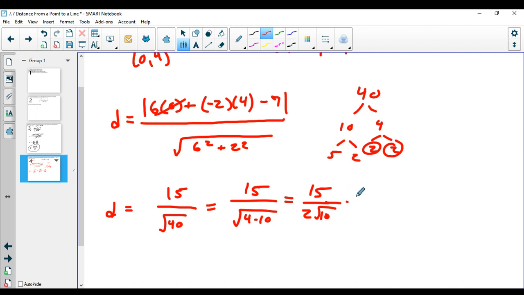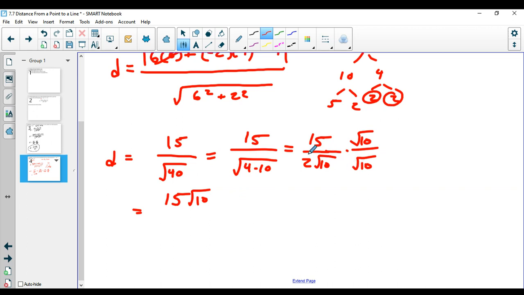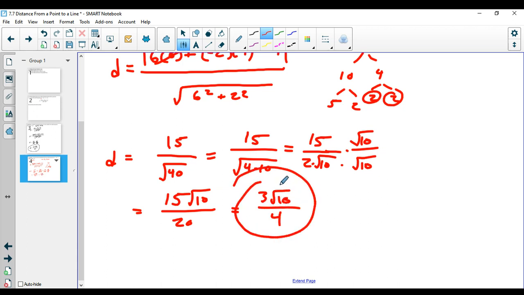And then again, we're not cavemen, so we rationalize. We'll be left with 15 square root of 10 all over 2 times the square root of 10 times the square root of 10. Square root of 10 times square root of 10 is 10, times 2 is 20. And lastly, 15 divided by 20, they can both be divided by 5. So 3 square root of 10 over 4 should be our last answer.